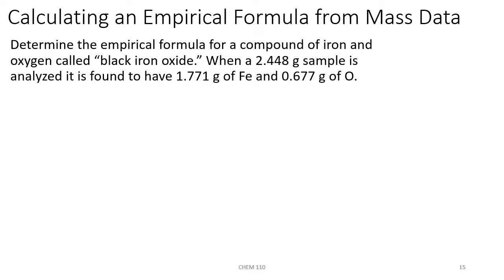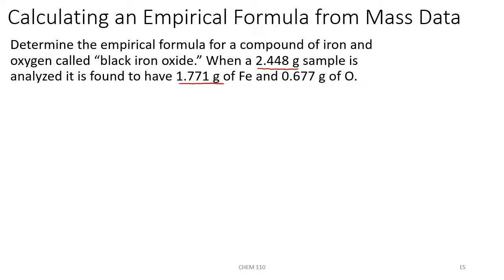Calculating an empirical formula from mass data. When we're given mass data, essentially we're given the same information as percent composition. You saw in the previous example that we crossed off the percentages and simply listed them as grams. Mass data is where we're provided with our masses in grams already in the problem. So I can see that I already have some masses in here.